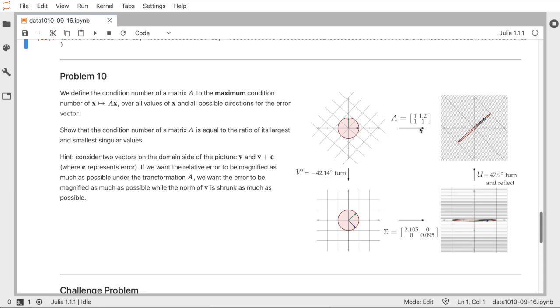So here's an example of an almost singular matrix that has a 1.2 instead of a 1 in this top right corner. And the singular values are quite different. One is 2.1 and the other one is about 1/10. And that means that you're scaling space out by a factor of 2 in one direction and then scrunching it down by a factor of more than 10 in the orthogonal direction. So if you want to maximize the relative error, you should choose as your starting vector one of these vectors that's getting scrunched down by a big factor. And you want to choose the error in the direction of the biggest singular value so that it gets stretched as much as possible.